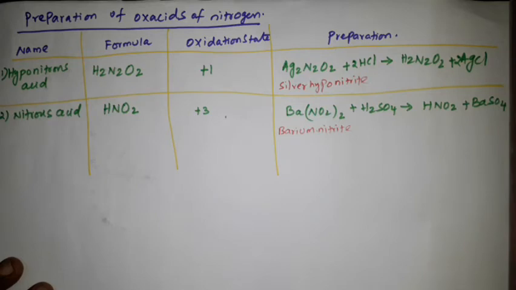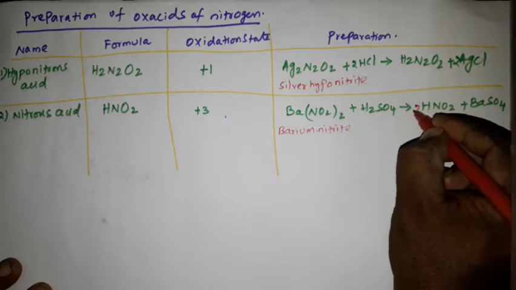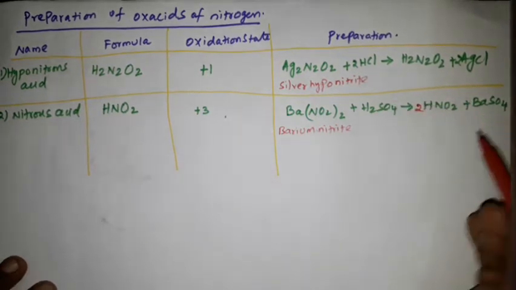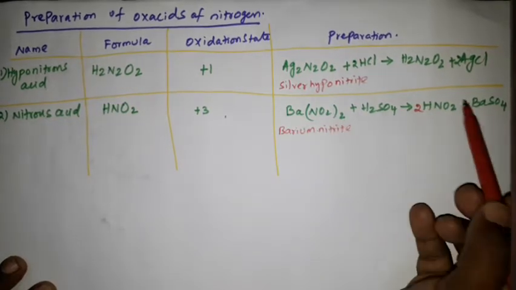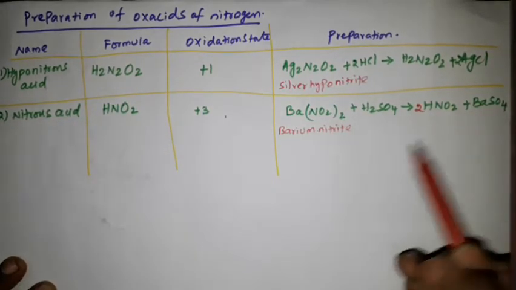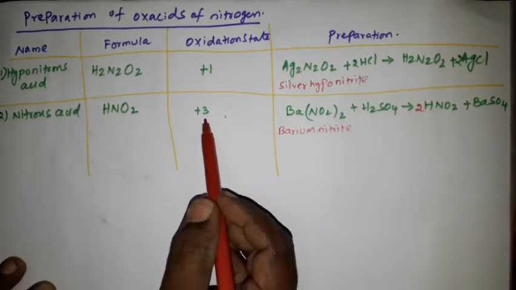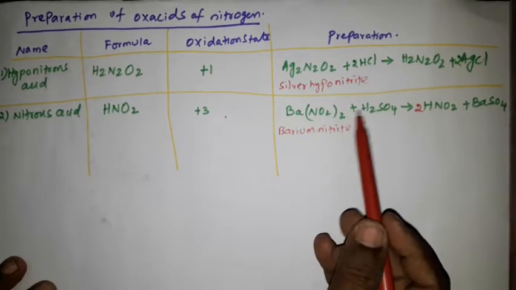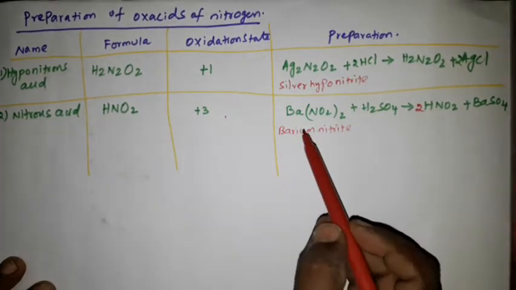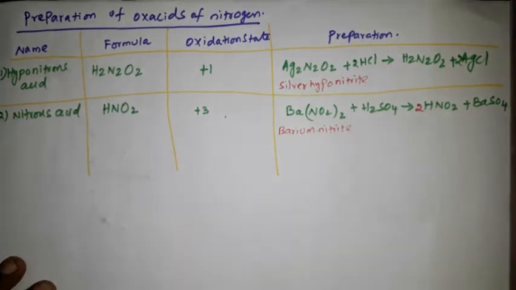Now balance the equation. Put 2 here. Now the equation is balanced. See here 2 hydrogen, 2 NO2, here 2 NO2, barium sulfate. Clear? So nitrous acid HNO2, oxidation state is plus 3. The compounds needed to prepare nitrous acid are barium nitrite and sulfuric acid. We will get HNO2 and BaSO4, barium sulfate.